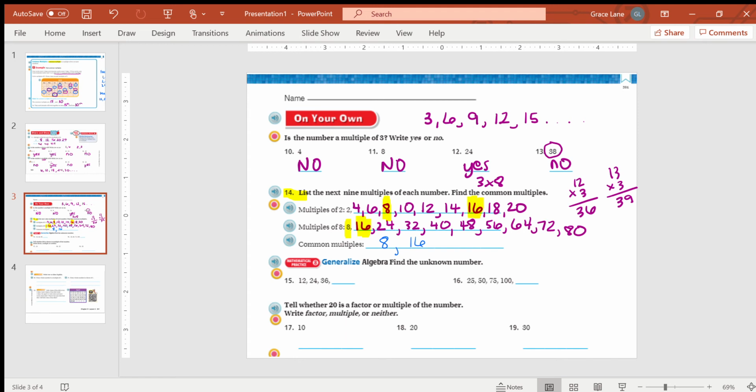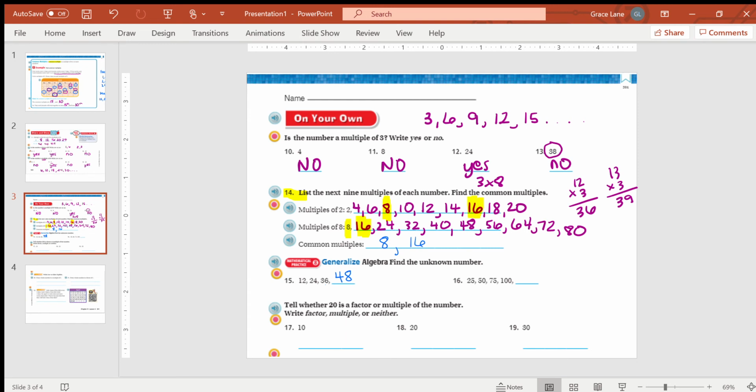The next section, 15 and 16, don't let the word algebra freak you out. It just says find the unknown number. Look at what pattern, or what they're counting by: 12, 24, 36. The next number, counting by 12, is 48. That's 12 times 1, 12 times 2, 12 times 3, and now that would be 12 times 4.